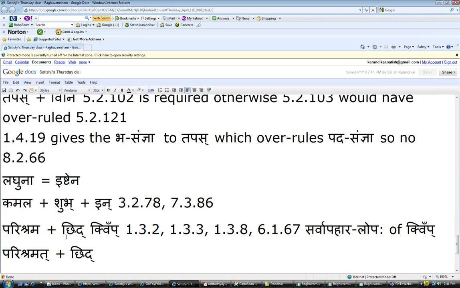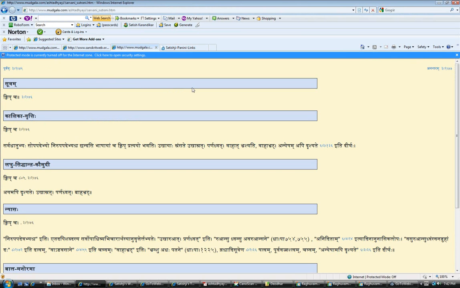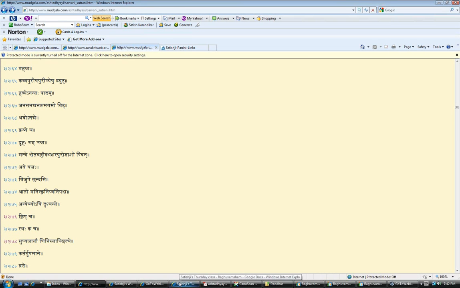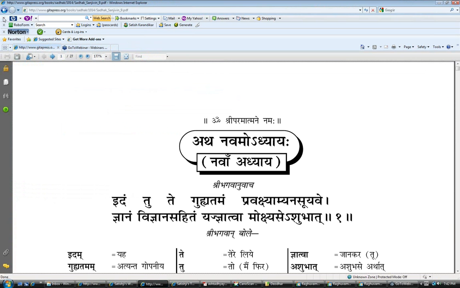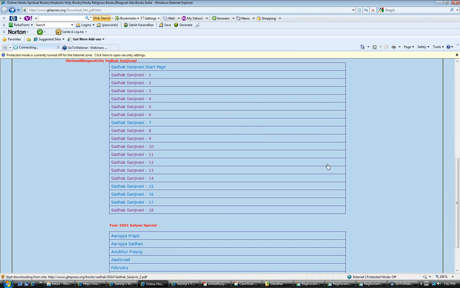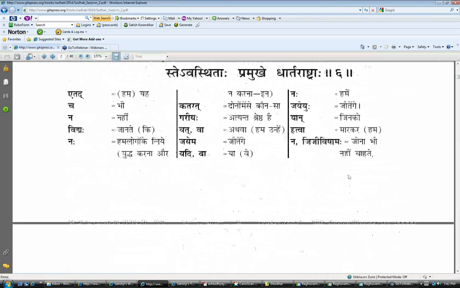I think Acchedyo'yam adahyo'yam akledyo'shoshya eva cha. Gita second adhyaya. Acchedyo'yam adahyo'yam. This Atma cannot be cut. It cannot be burned. It cannot be made moist. It cannot be dried. That is an example you can use for this sutram. Gita second adhyaya, it comes a little bit early. If you go to the second adhyaya of Gita, it comes maybe around 25. Anybody has the number?